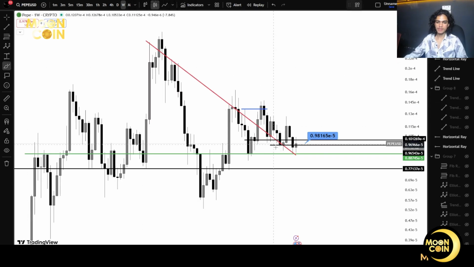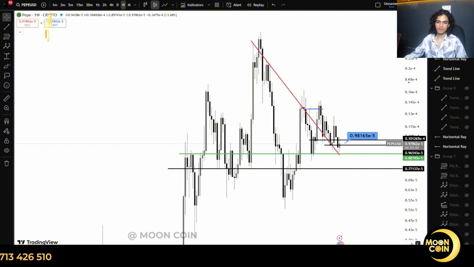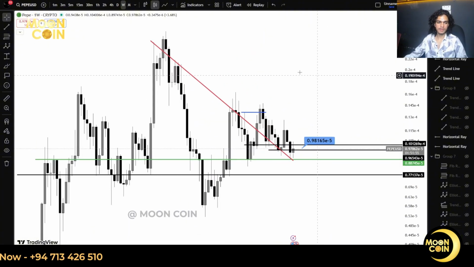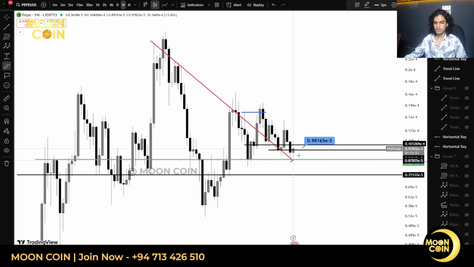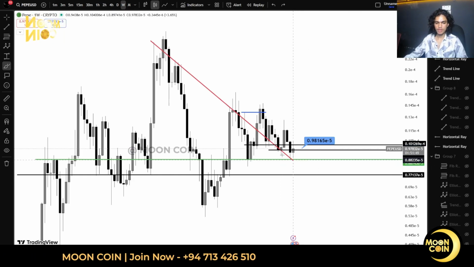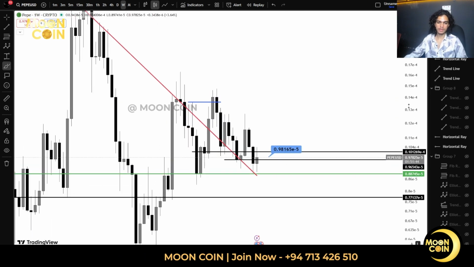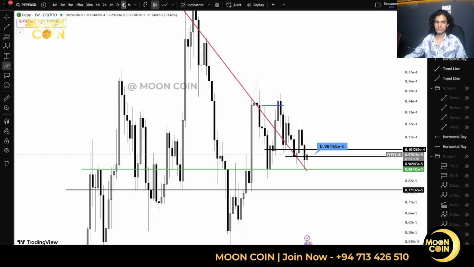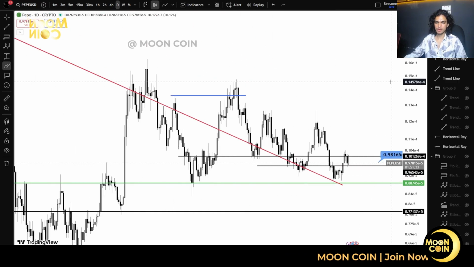Until the price is above this green line, this is a weekly time frame. I'm saying this for spot and swing trades. So you can look for long trades until we are above this green line. Okay, so until we are above this green line, we can look for long trades. Now let's drop down to the daily time frame. Let's see what's happening in the short term.